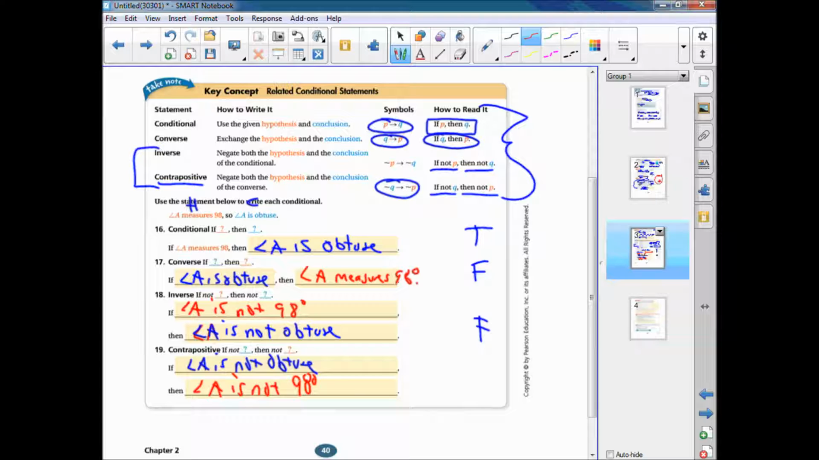Okay. All right, so let's think about the truth value of this one just for fun. Angle A is not obtuse, so that means it's an acute angle. Therefore, angle A is not 98 degrees. Oh, that's a true statement. All acute angles, no acute angle is going to be 98 degrees. All right. Okay. So that concludes all of our stuff here.